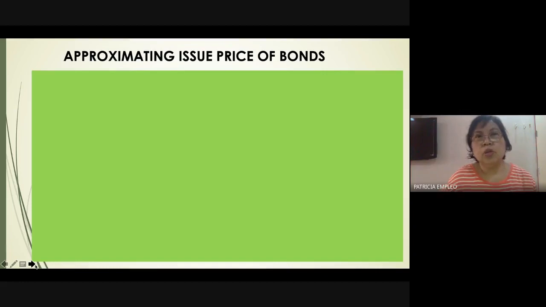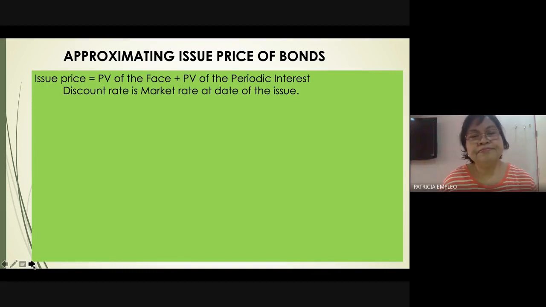We now go to our second assumption. Again, we now illustrate computing the issue price of the bonds when the nominal rate is lower than the market rate. So again, our concept is that the issue price of the bonds is equal to the present value of the face plus the present value of the periodic interest. Again, in computing the present value, the discount rate that we will use is the market rate at the date of issue.